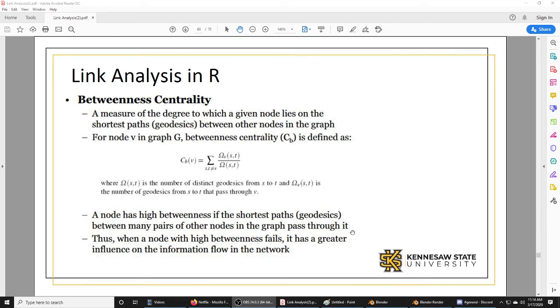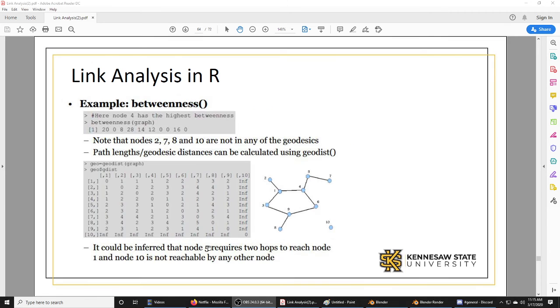So betweenness centrality is a measure of the degree to which each given node lies on the shortest paths between the nodes in the graph. For node V in graph G, betweenness centrality is defined as, yeah, that's really interesting, right? This is in the math course. Let's keep going. A node has the highest betweenness if the shortest paths between many pairs of nodes in the graph pass through it. Thus, when a node with the highest betweenness fails, it has a greater influence on the information flow in the network.